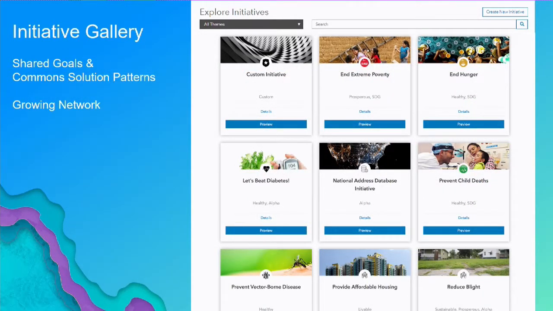So we think about analytics in the context of our initiatives. We have this initiative gallery that is focusing on a whole bunch of different goals that we're seeing different users work on. Ending hunger, Vision Zero, getting traffic-related deaths down to zero, addressing the opioid epidemic and things like that. This is a growing network. We work with early adopters, we work with our partners, we work with our customers to really get to the crux of what they're working on and what they're trying to communicate and what they're trying to achieve, and then add it to the product so that other people can benefit from that work.